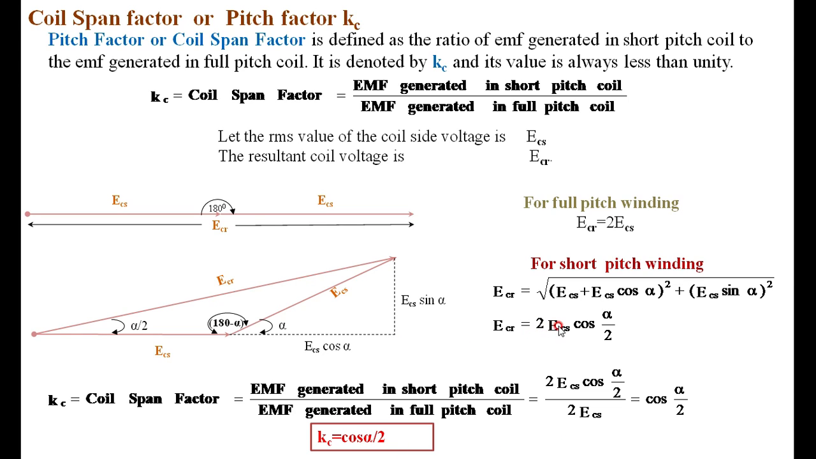Then if you observe the generated voltage, the short pitch winding has lesser voltage as compared to the full pitch winding. Even though we are getting a lesser voltage in the short pitch winding, we use the short pitch winding in the alternator so that it reduces the harmonics, so that we get a pure sinusoidal waveform of the output voltage. That is why they go for short pitch winding rather than the full pitch winding. That is the importance of the short pitch, because it reduces the harmonic content in the EMF.